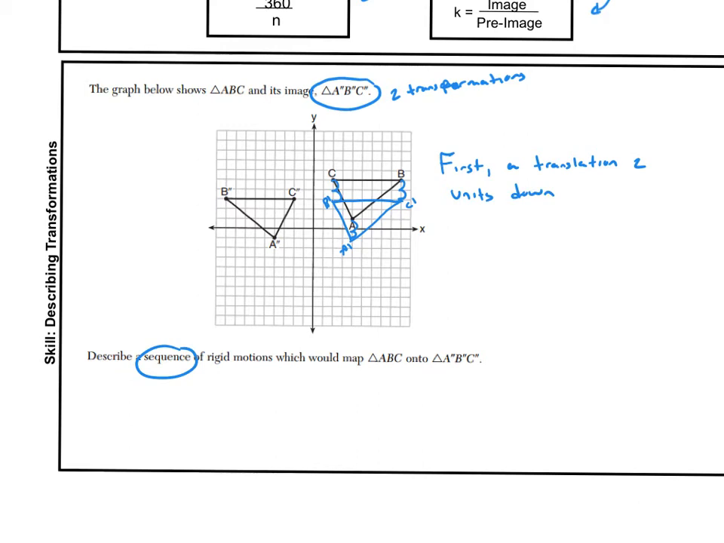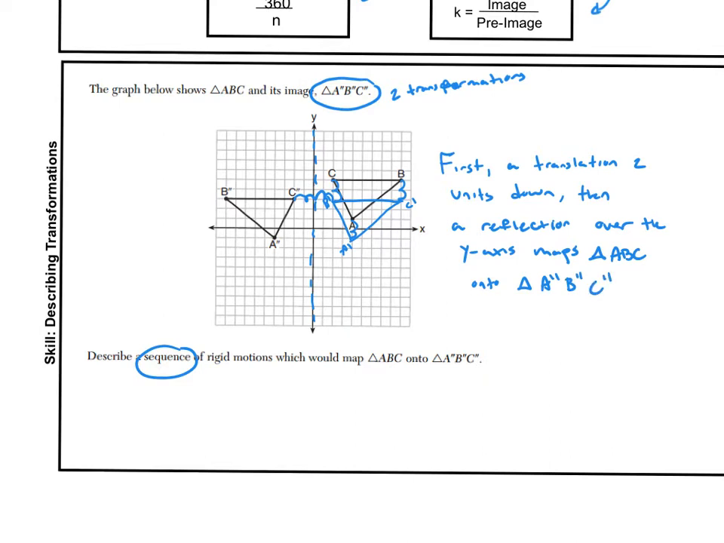And then what we're going to do is we're going to do a reflection. We're going to reflect over the y-axis. And the reason we can do that is because both of these are 2 units away from the y-axis. So they're perfectly symmetrical from there. So then a reflection over the y-axis maps triangle ABC onto triangle A double prime, B double prime, C double prime. And that's all you got to do.